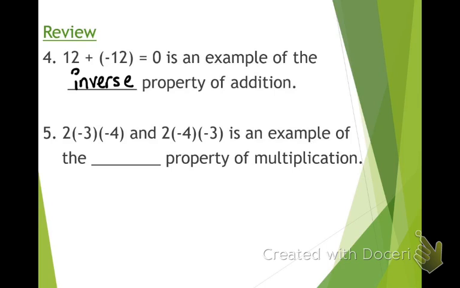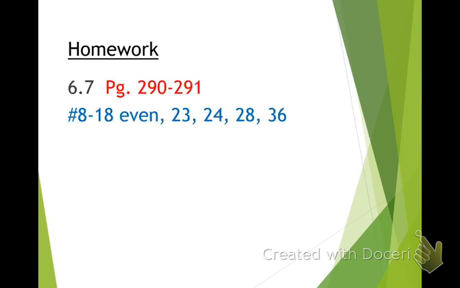Commutative. Why do you say that's commutative? You are correct. We changed the order of the numbers, okay? So that was the commutative property of multiplication. It has to do with multiplication because we were multiplying numbers together. Anyone have a question? All right.